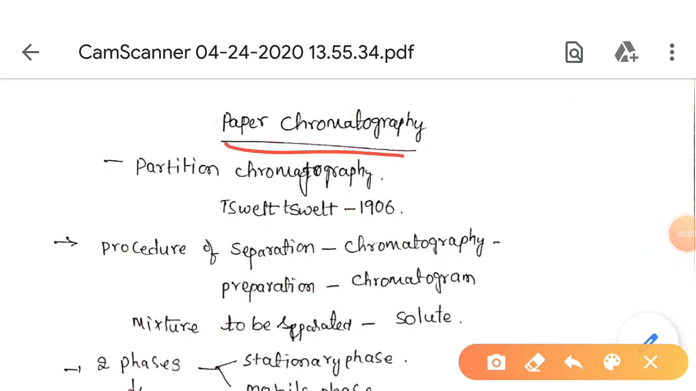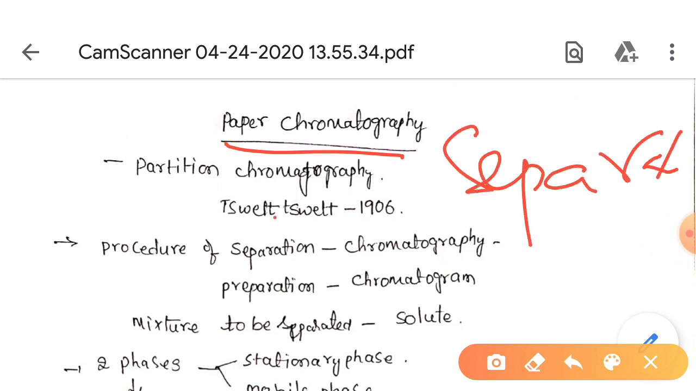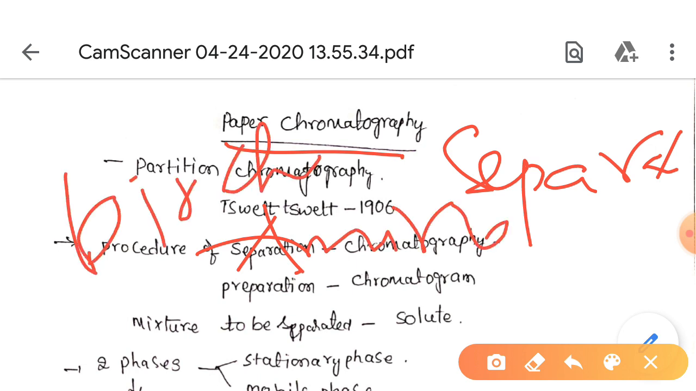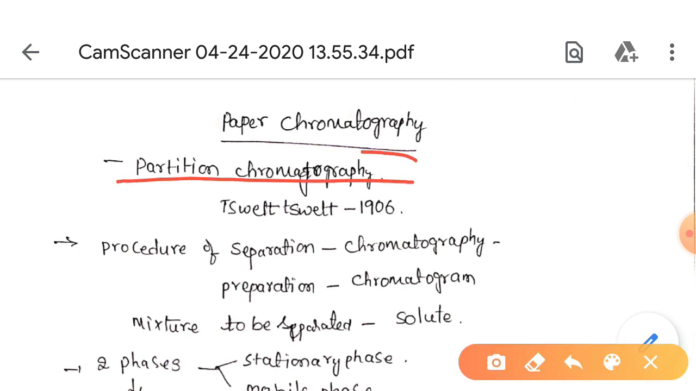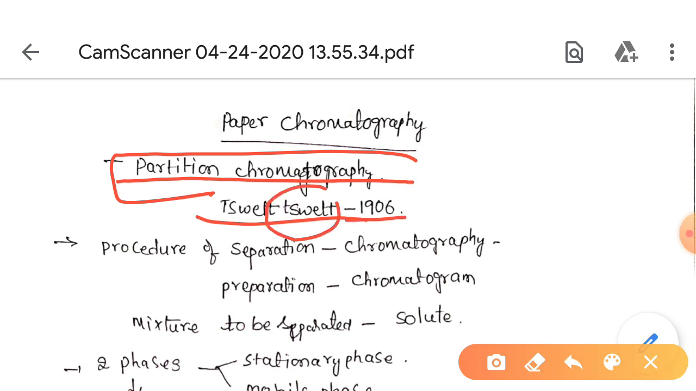Paper chromatography is used for the separation of amino acids. It is a biochemical technique and is one of the partition chromatography methods. This method was devised by Sweat in 1906.